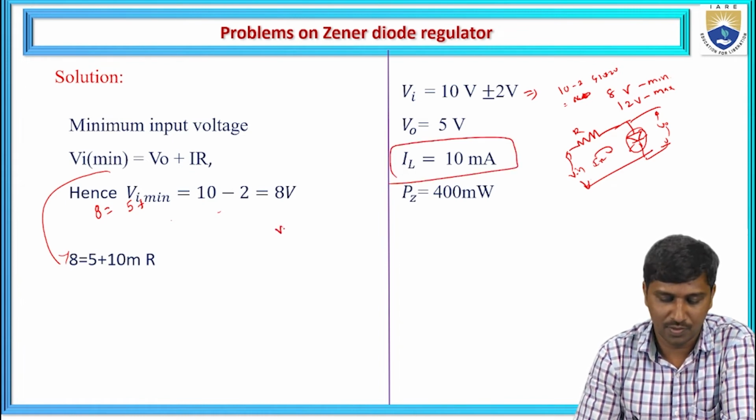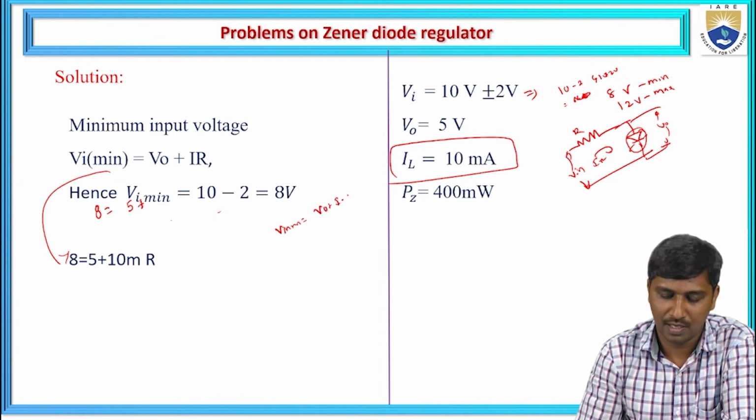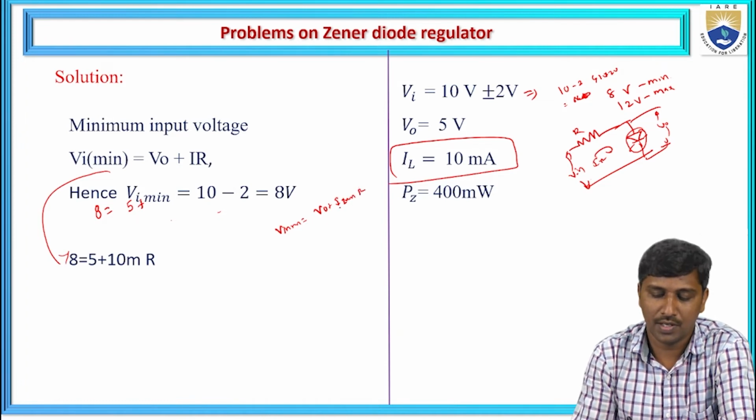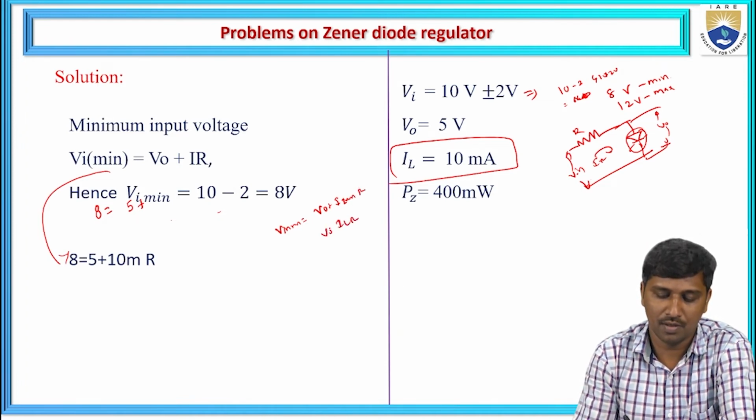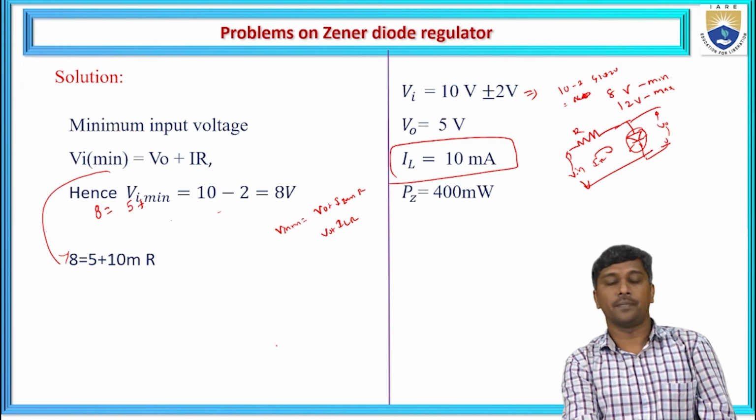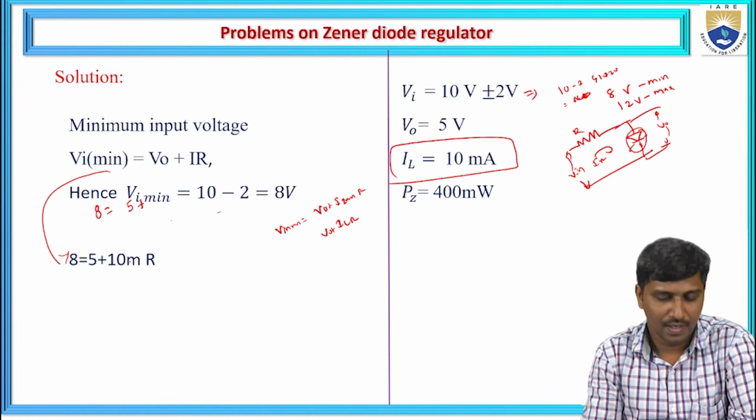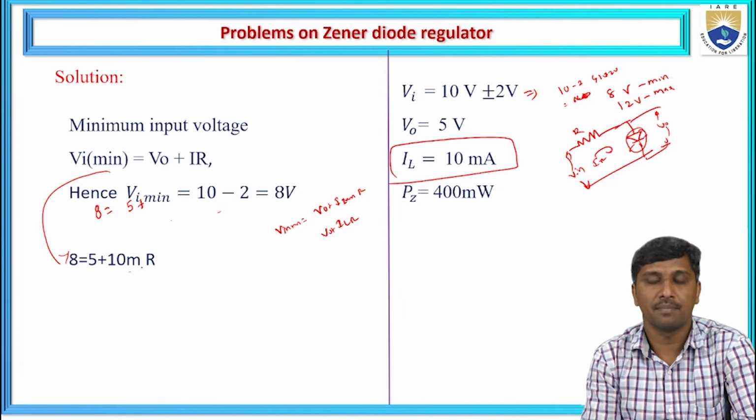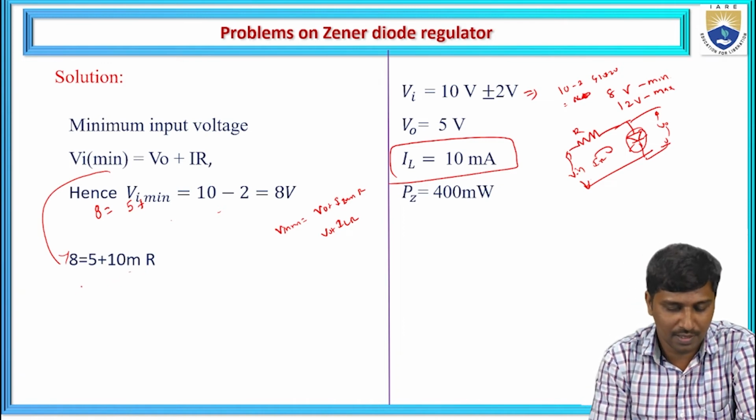So V minimum is equal to V naught plus I minimum into R. Or you can also write V naught plus IL into R. So that is the reason I is represented as 10 milliamperes and R. From this we need to calculate.